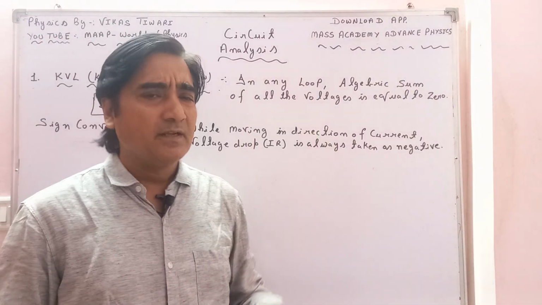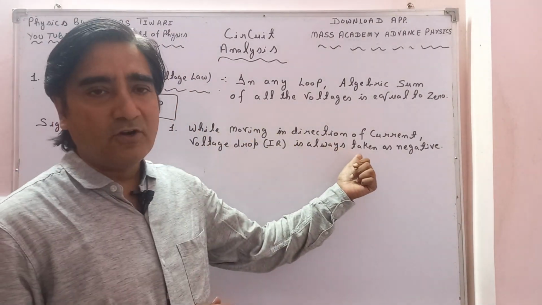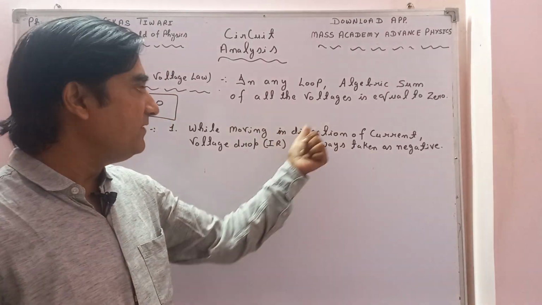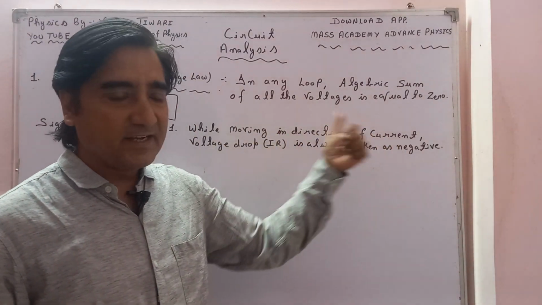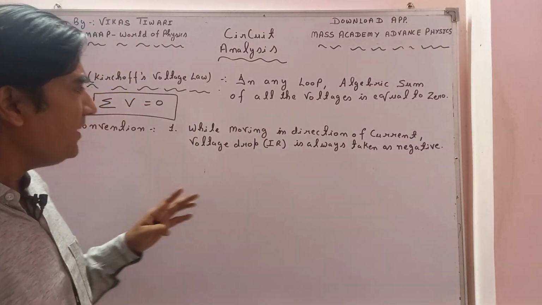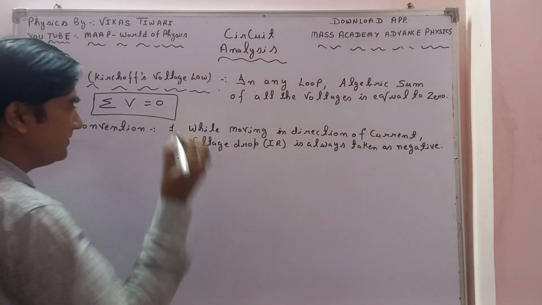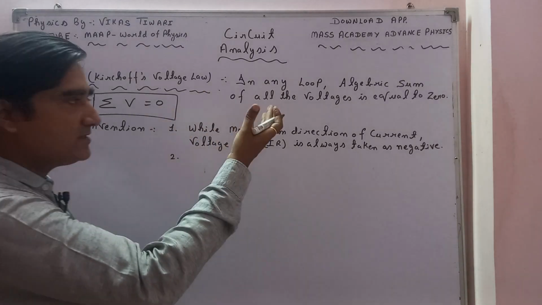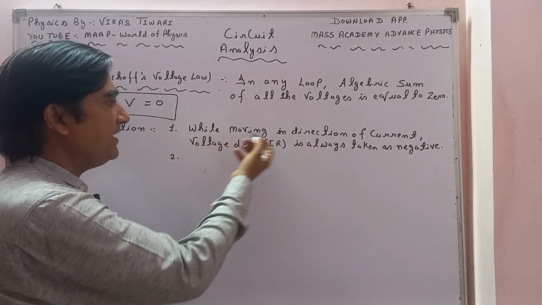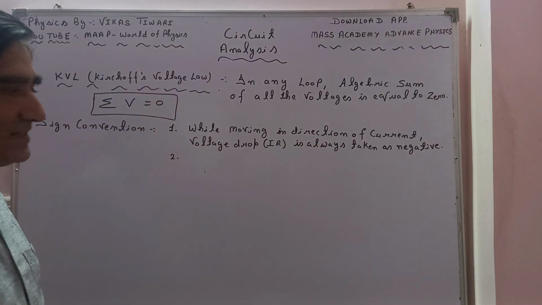The vice versa is also true, but what I am following throughout this circuit analysis is that while moving in the direction of current, voltage drop IR is always taken as negative.